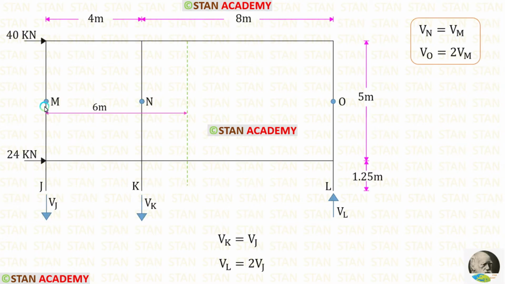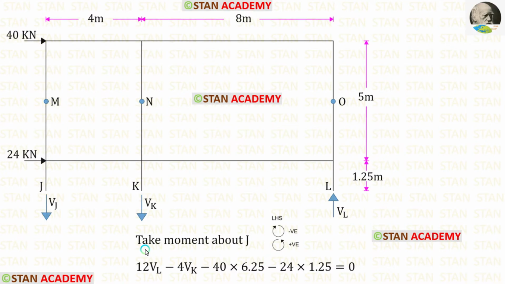We know that the axial forces in the points M and N are same. Similarly, the axial forces in the points J and K will be same. Also, we know that the axial force in the point O is twice the axial force in the point M. Similarly, VL will be equal to 2 times Vj. Now, let us take moment about J.